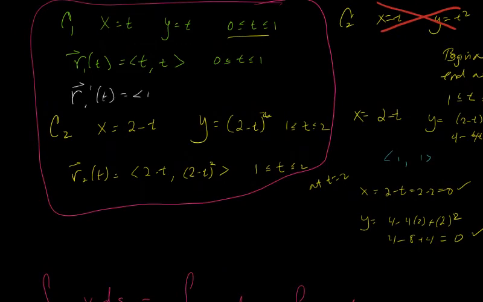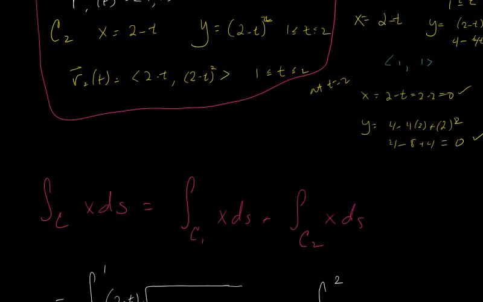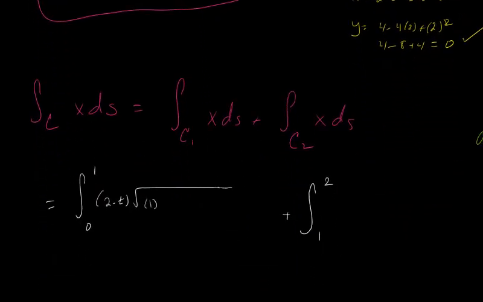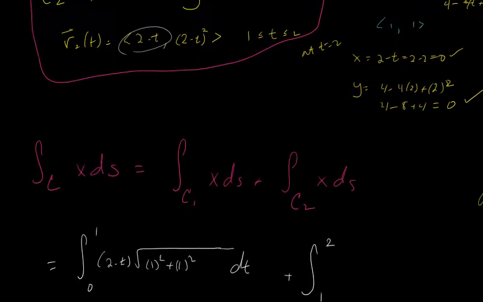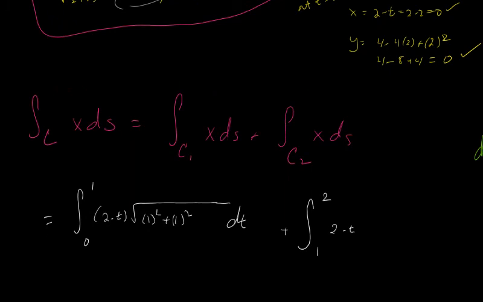Okay, that's going to be equal to 1, 1. So that's the magnitude of 1 squared plus 1 squared dt. Okay, now we're going to do the same thing for the second part of our curve. So x for our second parameterization is 2 minus t. So that's 2 minus t.